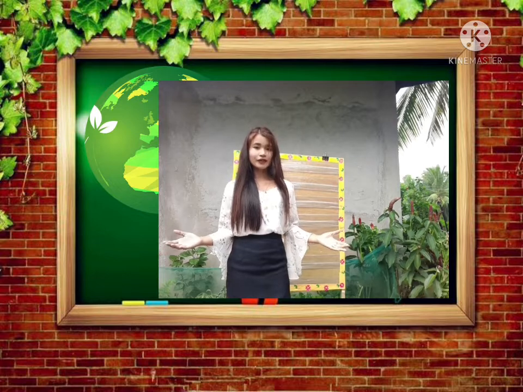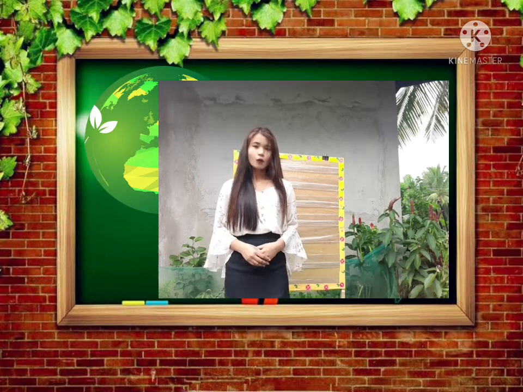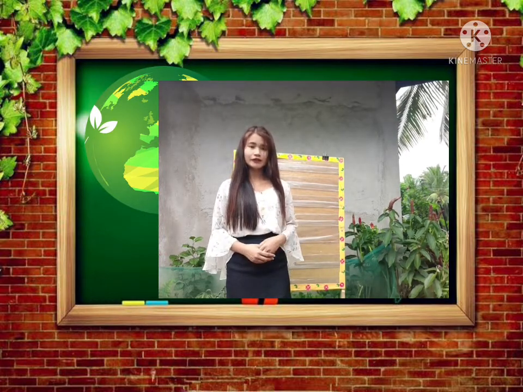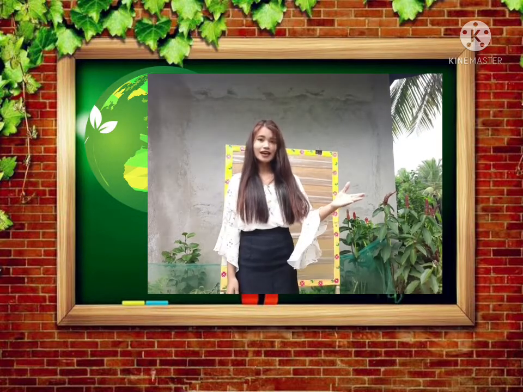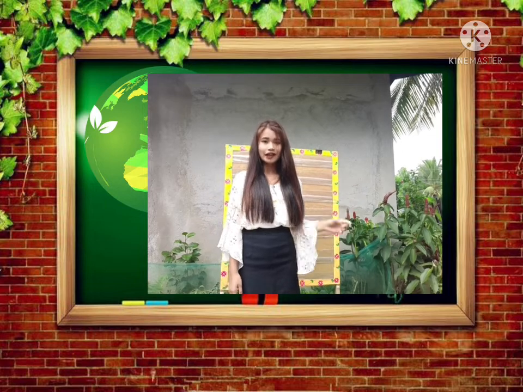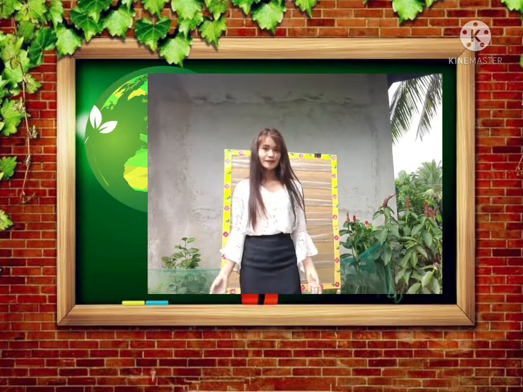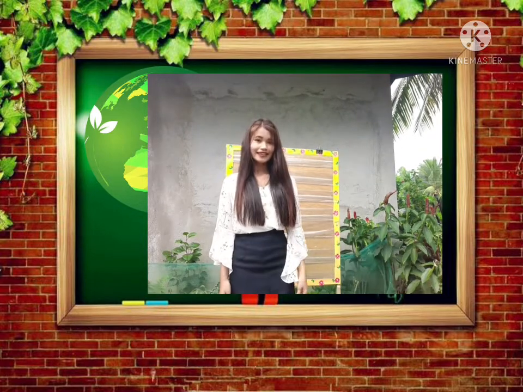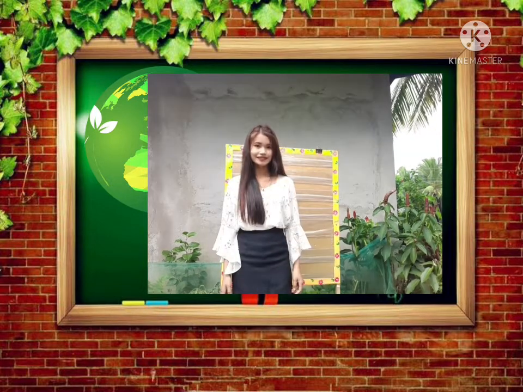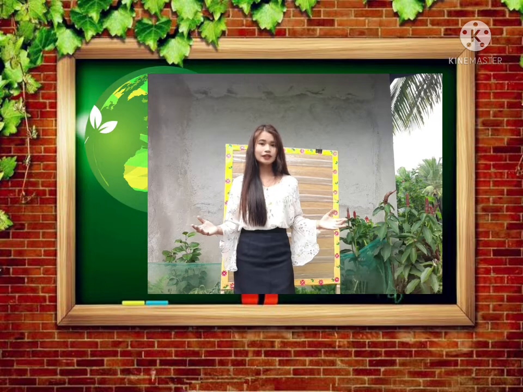Before we start our lesson this morning, what are the things we need to observe or to do during the discussion? Rhea? Yes, avoid being noisy. Angela? Yes, raise your right hand if you want to answer. And Roselle? Yes, listen carefully. Those are the things we need to remember as we go on in our discussion.